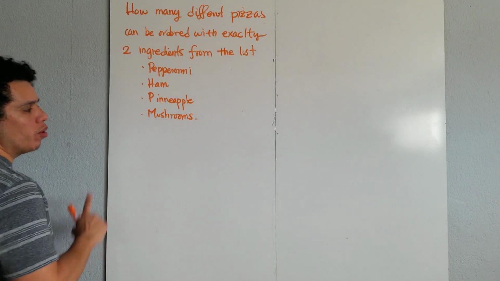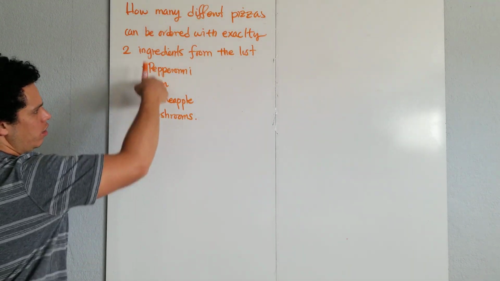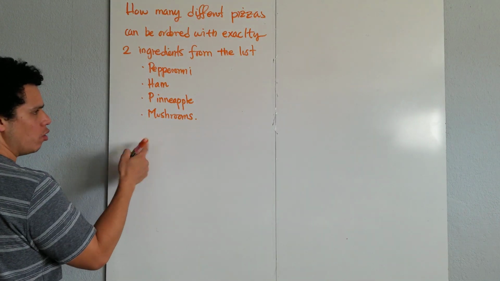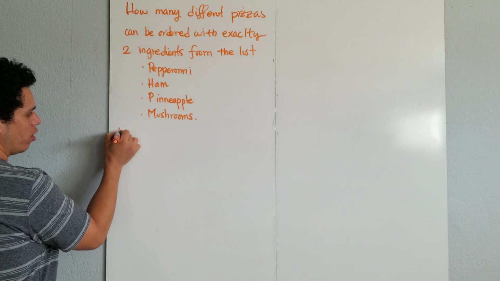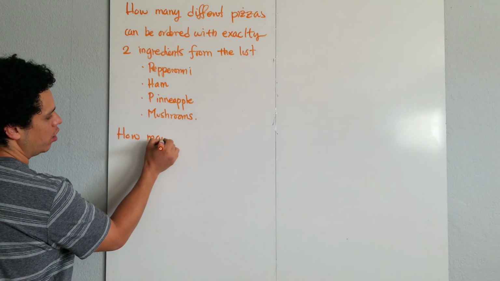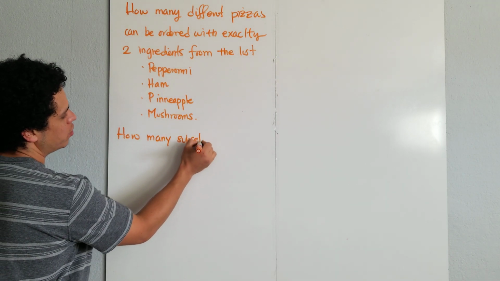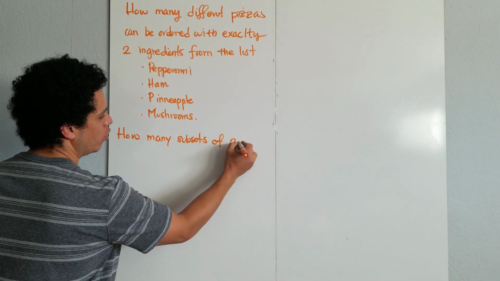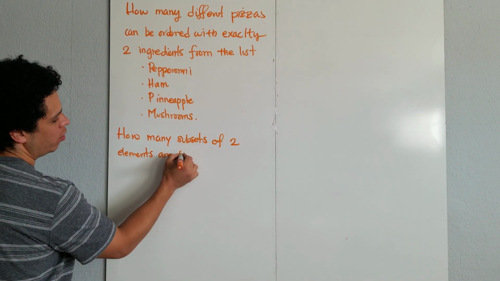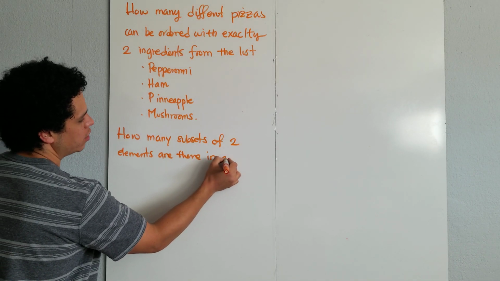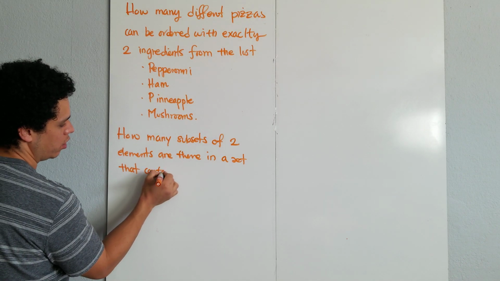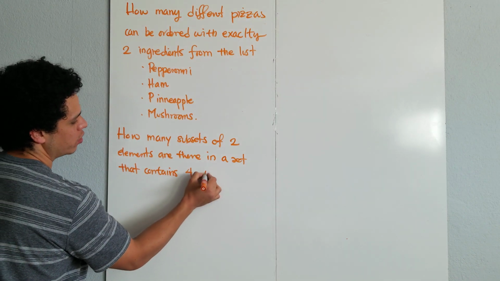Well, it's not so important the ingredients that we have, but really the number of elements that we have here. So, in other words, the question can be rephrased in the following way: how many subsets of 2 elements are there in a set that contains 4 objects?